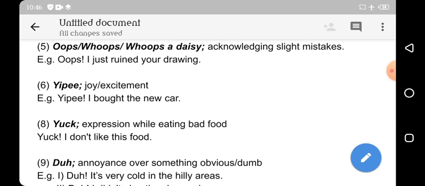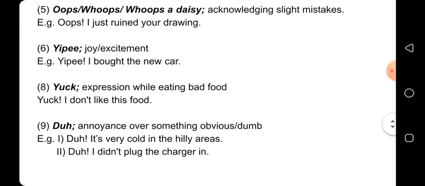ठीक है? And then yuck. Yuck. Yuck is the expression you use while eating bad food. जब आपको कोई खाना पसंद ना आए तो you use the expression yuck. Yuck, I don't like this food. ठीक है? Yuck, I don't like this food.